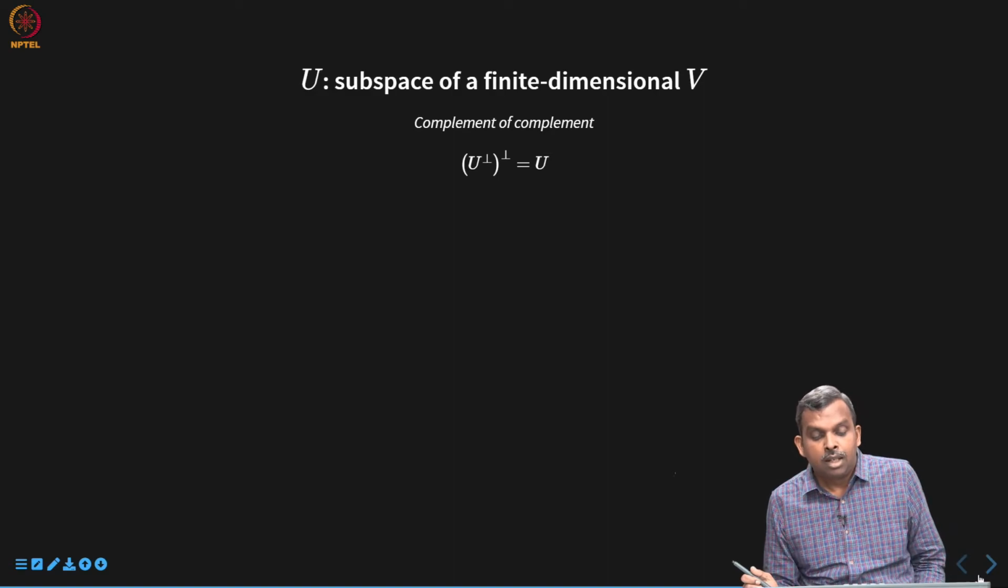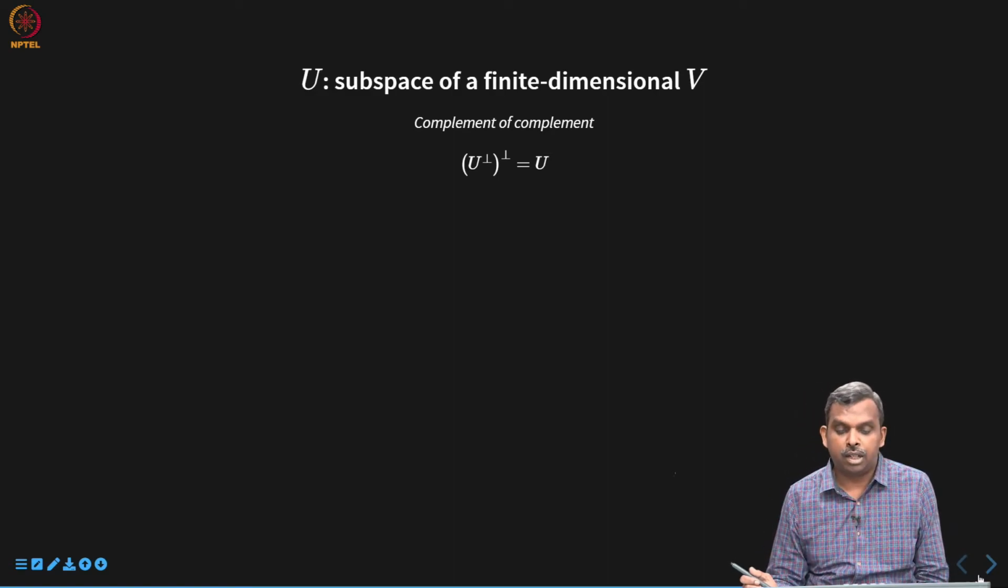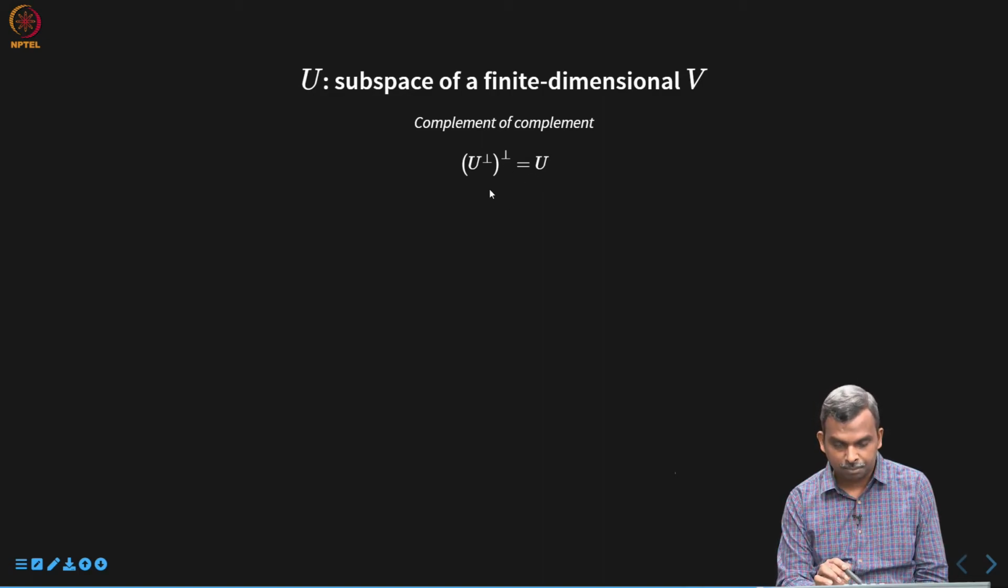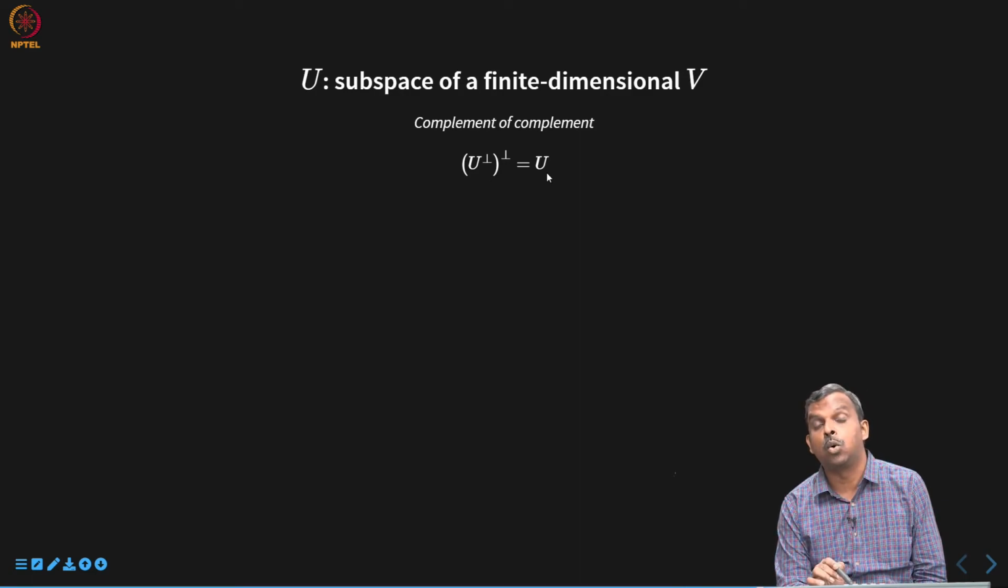There's another interesting result. When U is a subspace, you take U perp. U perp will also be a subspace. Even if U is just a subset, U perp is a subspace, and then you can take a perp again. It turns out if U is a subspace, you will get back U. When you take the orthogonal complement twice, you get back the original subspace.